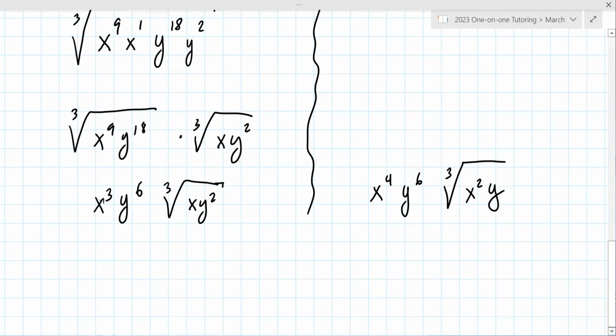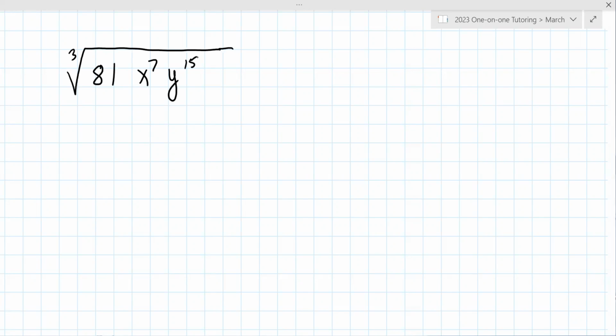All right. Now the only thing that makes these problems more difficult, and we'll just look at one together before we move to factoring, is if I throw a number in there. Let me think of a good one here. Let's say it's the cube root of 81 x to the 7th, y to the 15th. Okay. In this problem, you look at 81 and you break it apart.